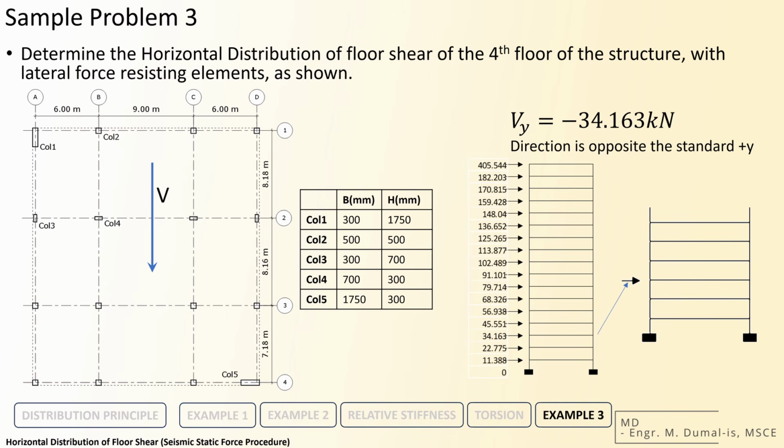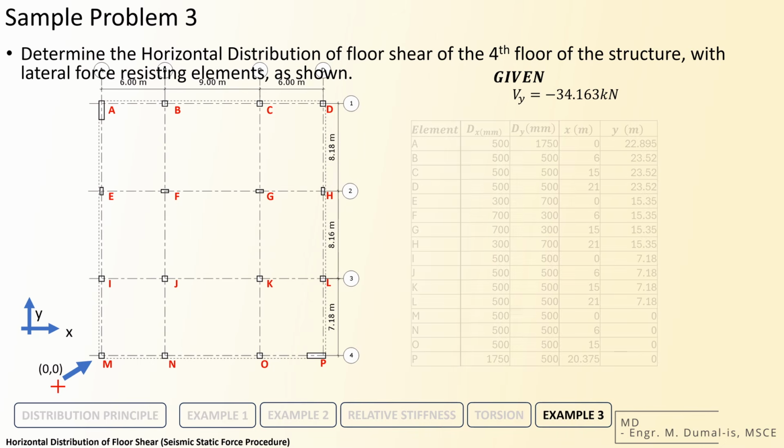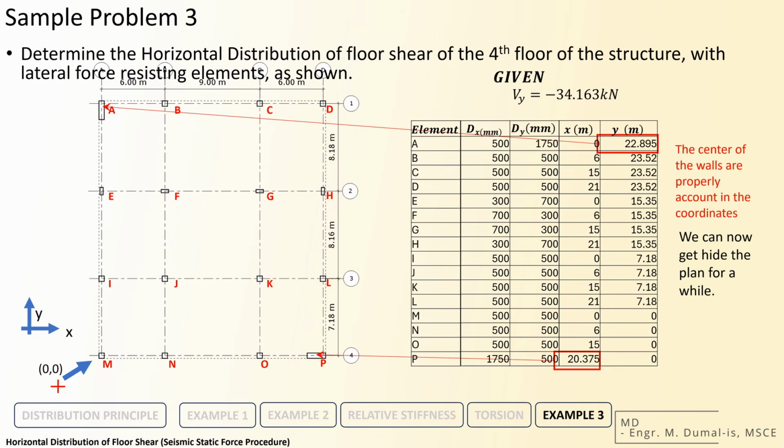34.163 kilonewtons. Let us assign an initial origin at the bottom left element. Establish the direction of the coordinate system, and label each element for easier identification. Since there are too many elements, we organize the information by tabulating the dimensions of elements along x and y, and the center of each element relative to the initially established location of origin.